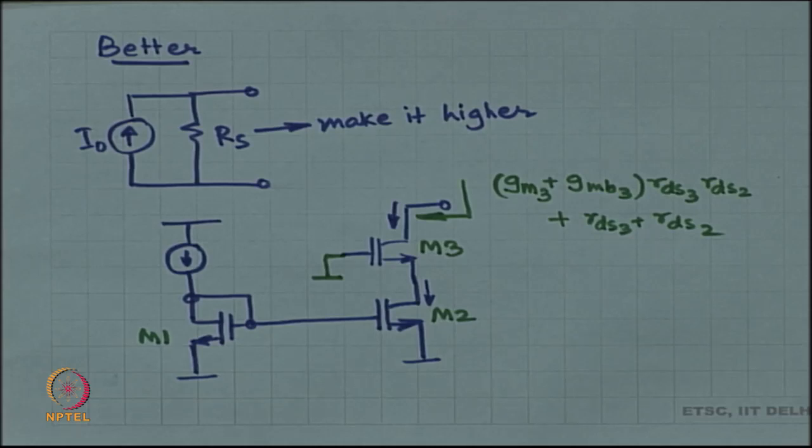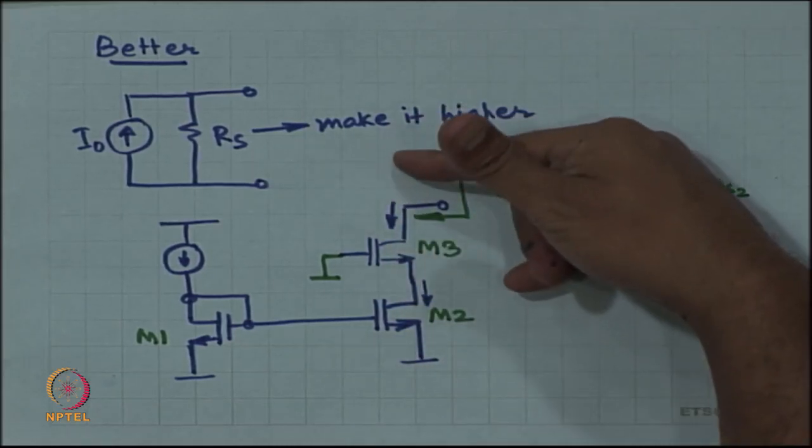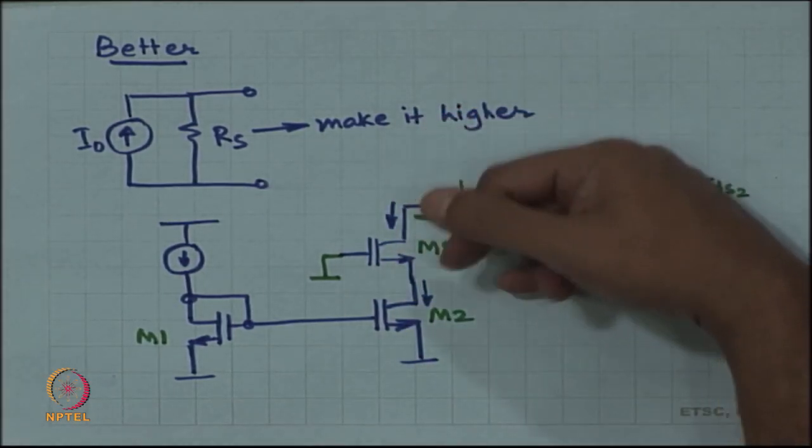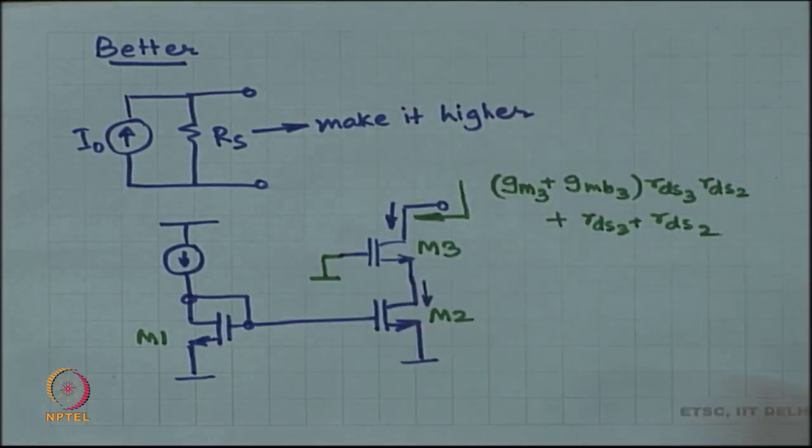Now, if you want to make it even better, you would add even one more device in another cascode, right. Put M4 in further cascode on top, and now you have an even higher output impedance, okay. And then you could keep going, right. This is what people used to do a long time back, right.